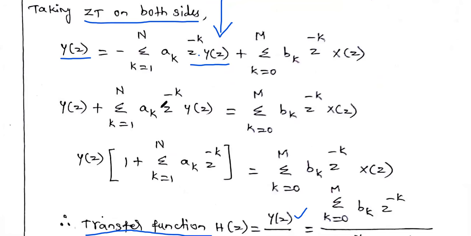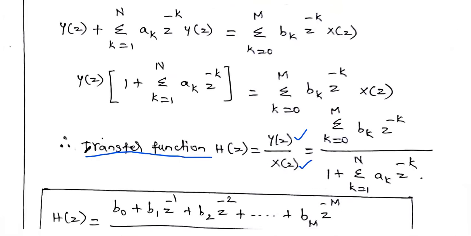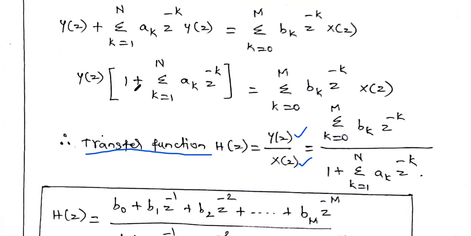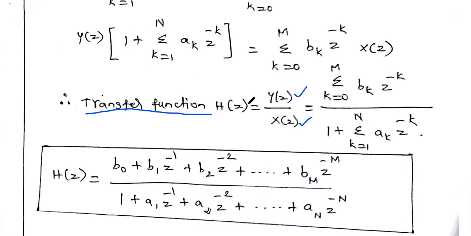In the first two terms, Y of Z is common, so you take Y of Z as common. We write 1 plus summation k equal to 1 to n a k Z power minus k, which is equal to this thing. From this we want the transfer function. So the transfer function H of Z equals Y of Z divided by X of Z, which we can write as summation k equal to 0 to m b k Z power minus k divided by 1 plus summation k equal to 1 to n a k Z power minus k.